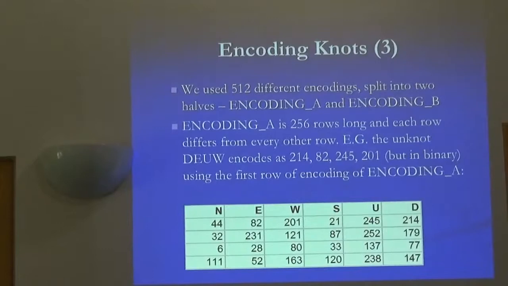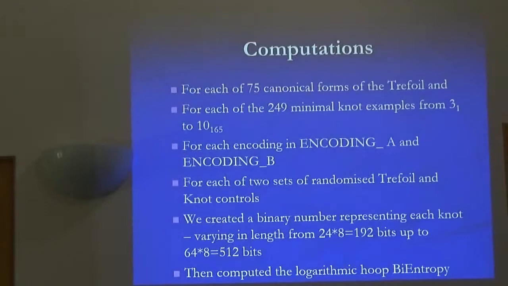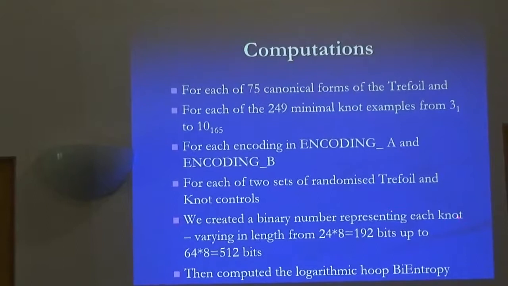Using these two encodings, I did some computations. So for each of the 75 canonical forms of the trefoil, and for each of the 249 minimal not-end examples, for each encoding A, for each encoding B, for each of two sets of randomized controls, I created a binary number representing each knot, and each knot would be a binary number ranging in size from 192 bits up to 105,112 bits. So these binary numbers are actually quite large numbers. The 512-bit number is a big number, particularly in terms of the size of the universe.